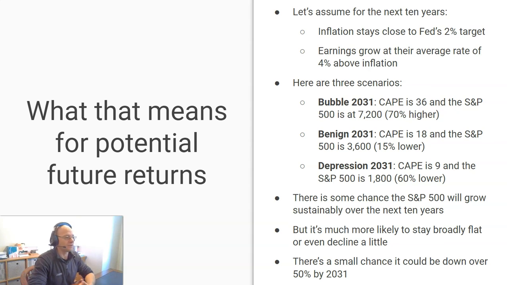So for example, if 2031 is a bubble and CAPE is about double the long run average, so CAPE is 36, then the S&P 500 would be at 7,200 10 years from now, which is about 70% higher. So that's a reasonable result. 70% over 10 years, that's pretty good. It's not 500%, but 500% in 10 years is not normal.